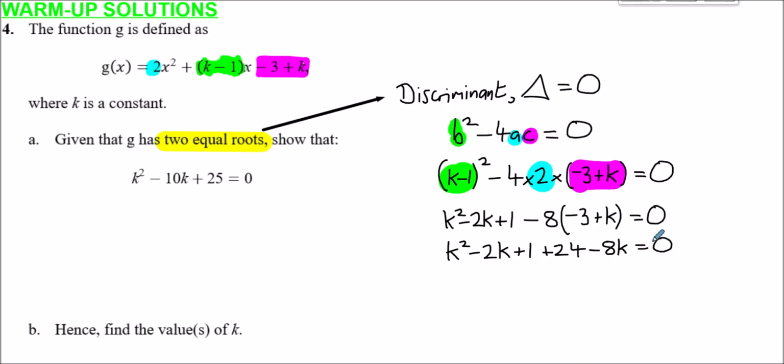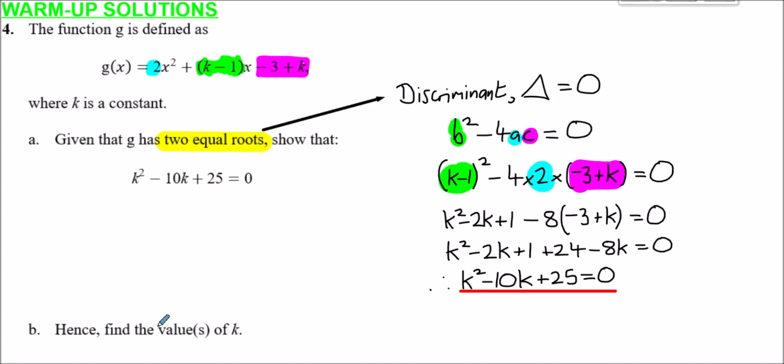Final step, collect like terms and simplify. We have k squared minus 2k minus 8k, altogether that's minus 10k. Plus 1 plus 24 is plus 25, and therefore we've proven what we set out to prove: k squared minus 10k plus 25 equals exactly 0.